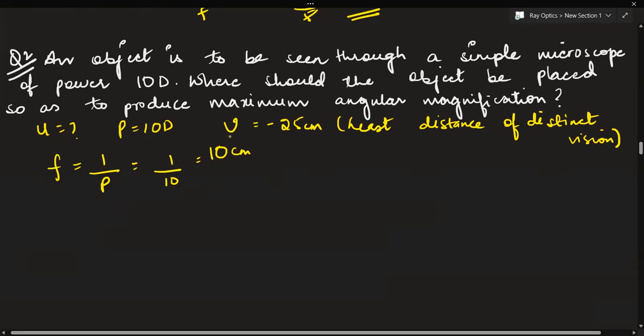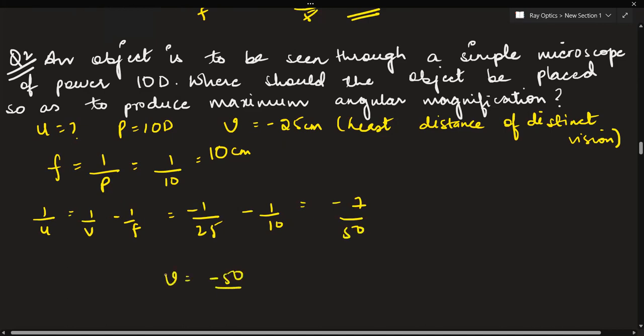So you have focal length now, you have the image distance now. See, 1 by U will be equal to what? 1 by V minus 1 by F. So minus 1 by 25, because V is minus 25 centimeters, minus 1 by 10. This becomes minus 7 by 50. So U will be minus 50 divided by 7. So U will be minus 7.1 centimeters. So just note this part as well.